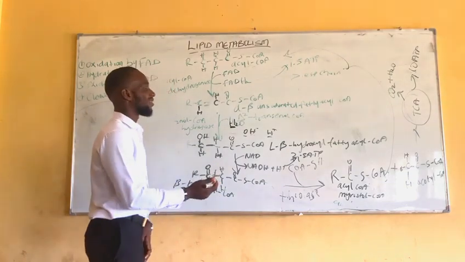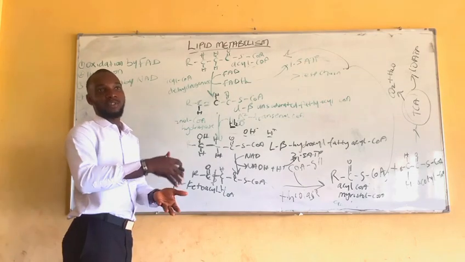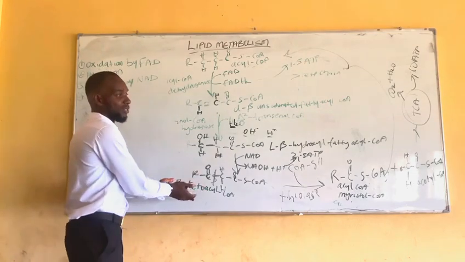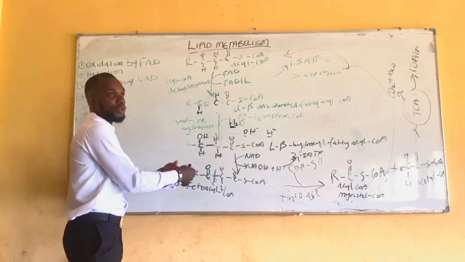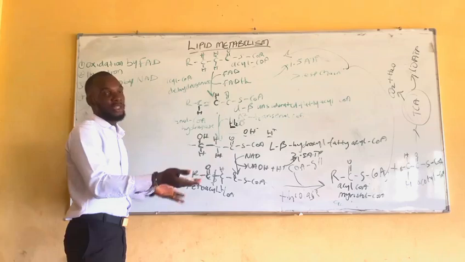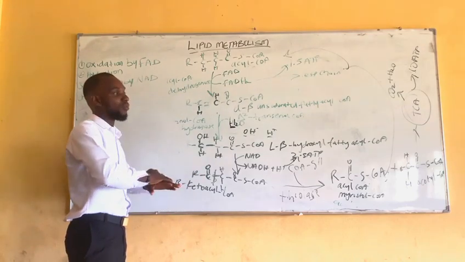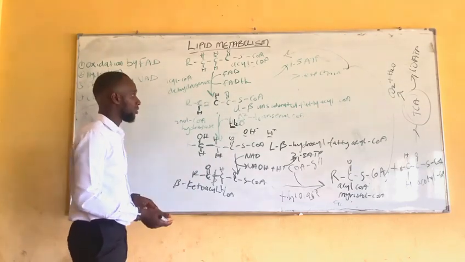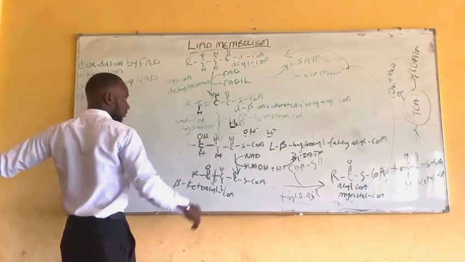It's not 8 cycles, it's 7 cycles, because at that 7th process, what will remain is a 2 carbon unit, acetyl-CoA. So if it's a 16 carbon palmitoyl-CoA, it will only go 7 times to form 8 acetyl-CoA. You understand? So let me wipe this.